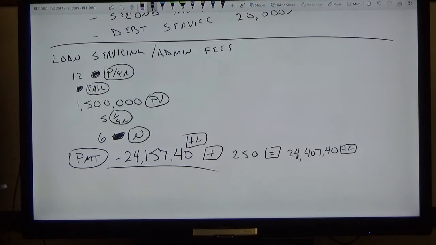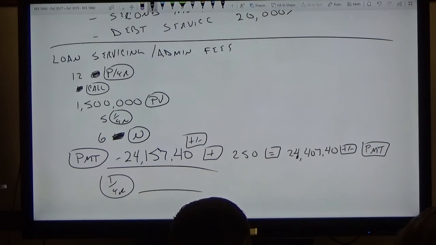Or we could have avoided all that and just done minus 250, but I didn't want to do that because then people in their mind would be, why are you subtracting it? So that's why we're doing the change sign, okay? All right, and then you're going to put it in as the payment. Then all you have to do is solve for the interest rate and you're done. So the only difference in this is we're adding a $250 fee to the payment. Correct. That's it.